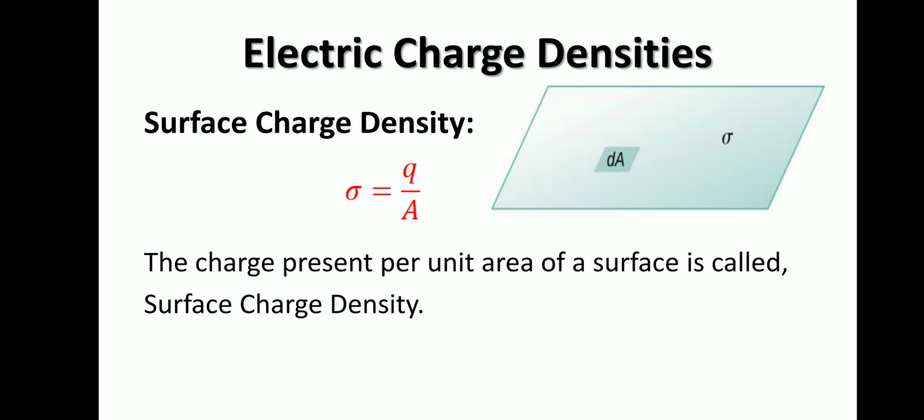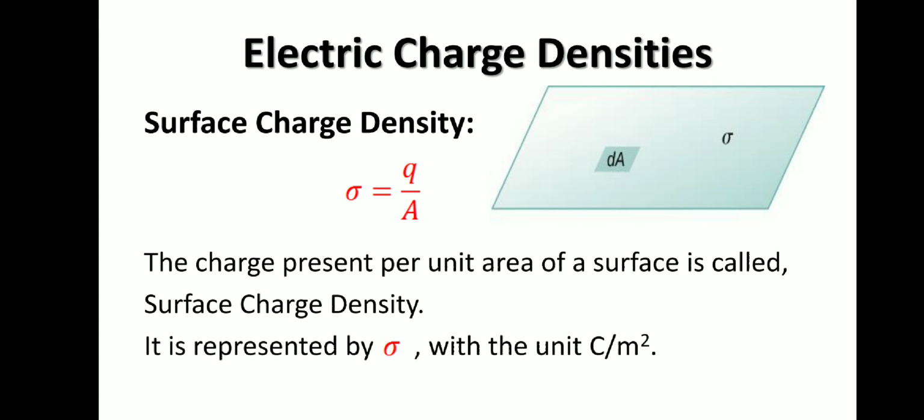In the same way, we can decide the unit of this. The numerator is the charge, that will be coulomb. The denominator is the area, so the unit will be meter square. So the unit will be coulomb per meter square. Watch here. It is represented by sigma with the unit coulomb per meter square. Moving to the next charge density, which is the volume charge density.